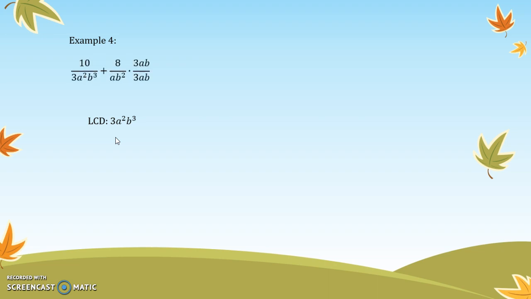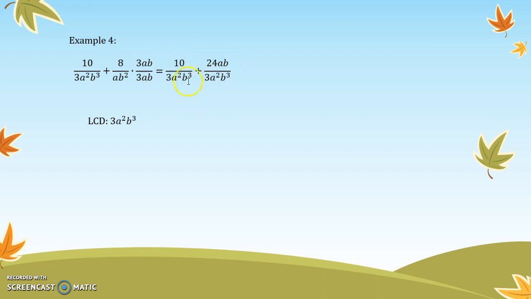So I need to multiply by 3. I already have 1a, but I need to multiply by another a. I already have 2 b's, but I need one more b to build to b cubed. Then what I can do is multiply my right side numerators together so that I can simplify before adding. So when I take 8 times 3, we get 24, and a, and then with our b. Notice nothing on the left changed.